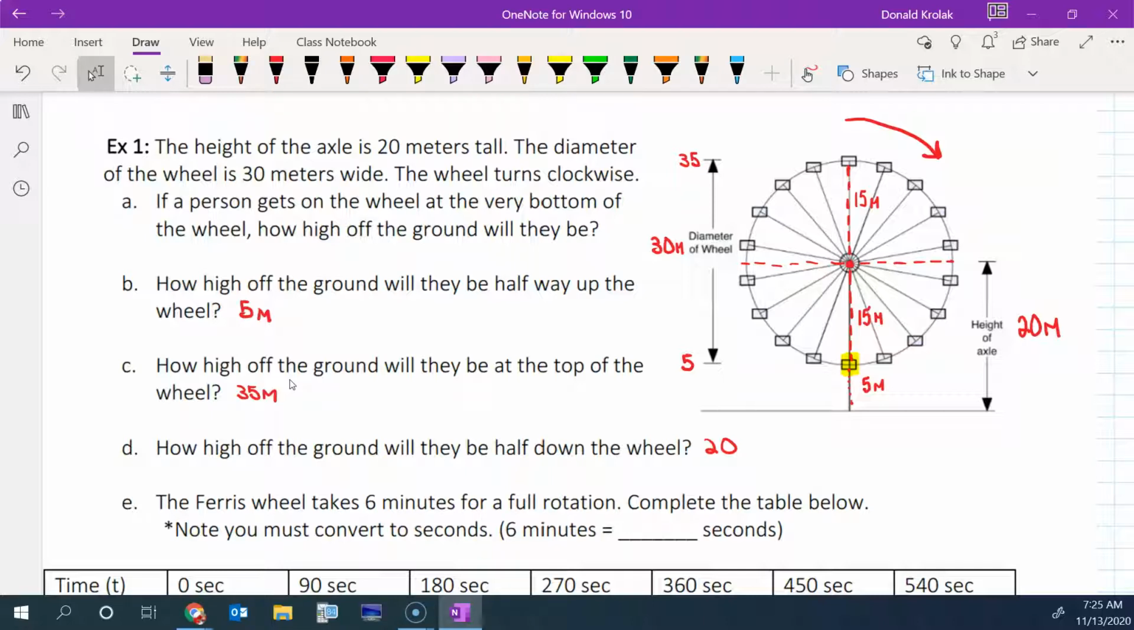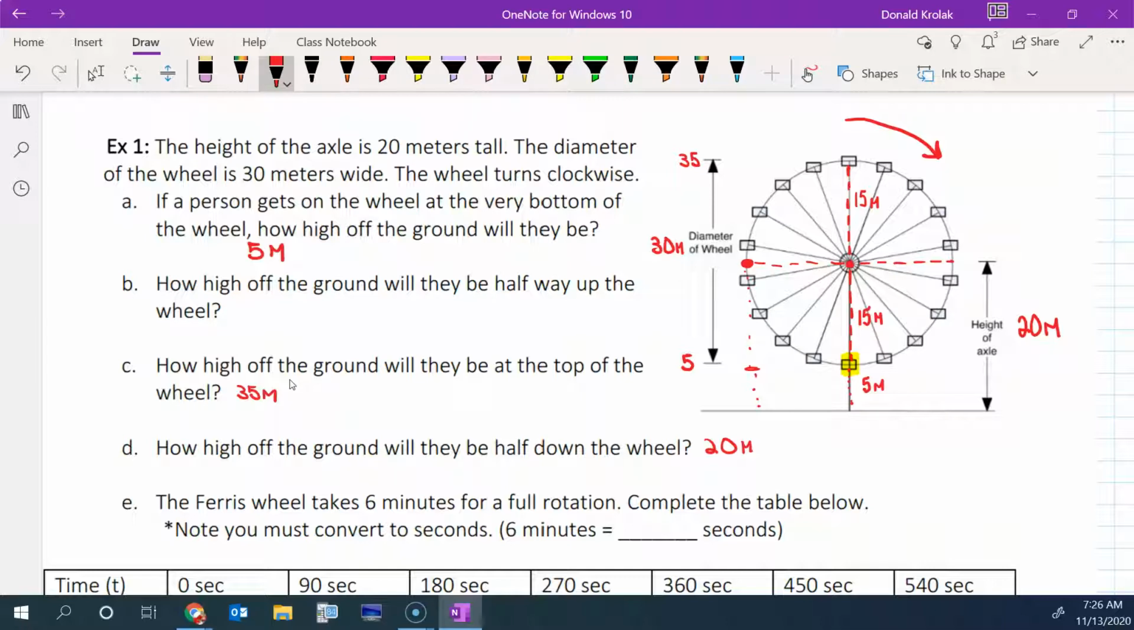Well, halfway up the wheel would be right here, because you're measuring how far you are from the ground. So it's 15 to this point, and then 5 more, so it's 20. How high off the ground halfway up the wheel? No, I put it in the wrong spot. That was supposed to be 5, and then halfway up.